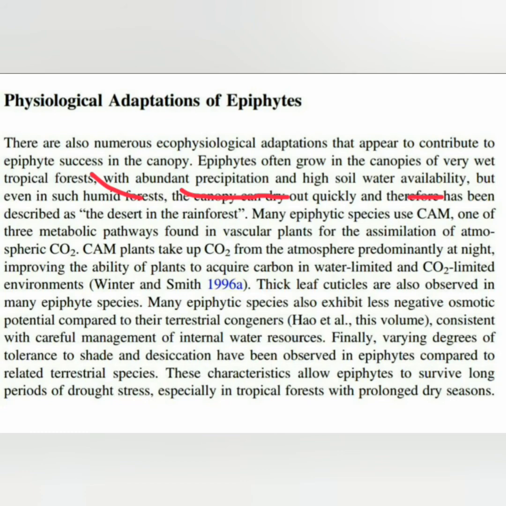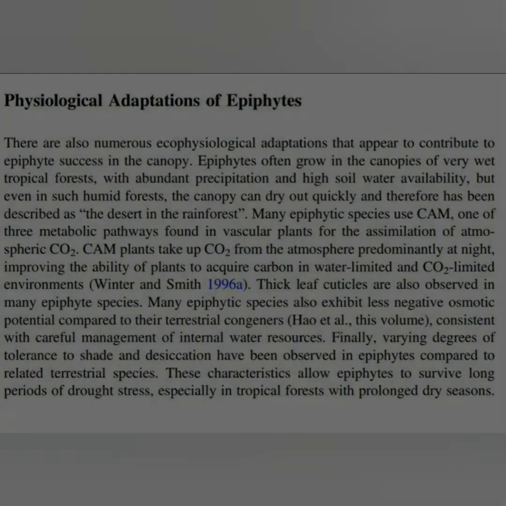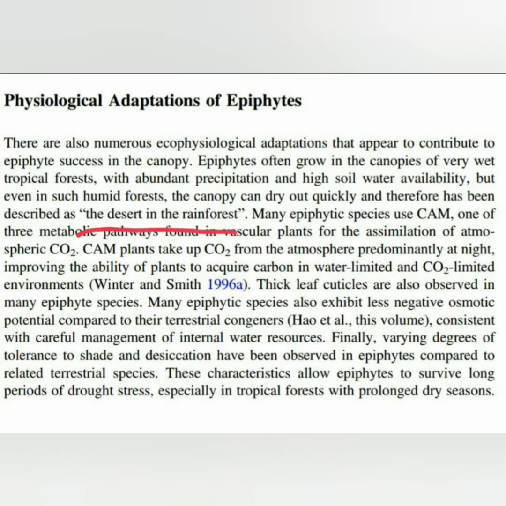But even in such humid forests, the canopy can dry out quickly, and therefore it has been described as the desert in the rainforest, because you know that in the desert there is very little availability of water, right? So even in the canopies where these epiphytes grow, it is described as the desert in the rainforest, because the canopy can dry out quickly.